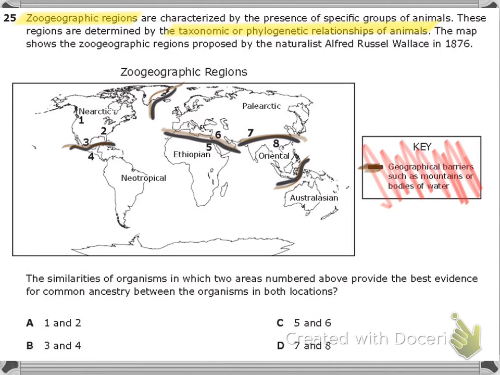Well, again, 7 and 8 look like they are separated, so they probably couldn't have a common ancestor because there would be no way for that common ancestor to breed with the other side because there was a big separation, right? So that wouldn't make sense. C, 5 and 6. Well, let's point to 5 and 6. Let's go yellow. 5 and 6, same thing. There's a big thing separating them. They wouldn't be able to have a common ancestor because there wouldn't be any breeding because of separation.